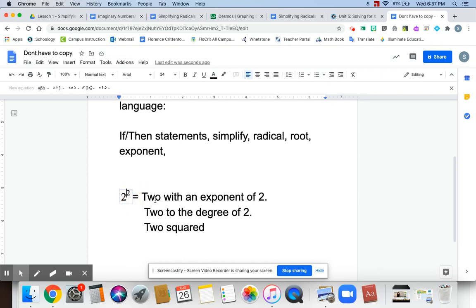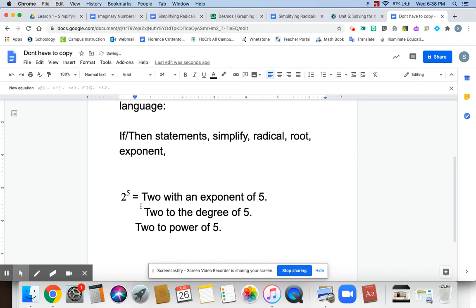However, let's say this wasn't a 2, let's say it was a 5. Then I don't have a special word for that. So I would either have to say 2 with an exponent of 5 or 2 to the degree of 5. Oh, and I just remembered the third one. It's 2 to the power of 5.